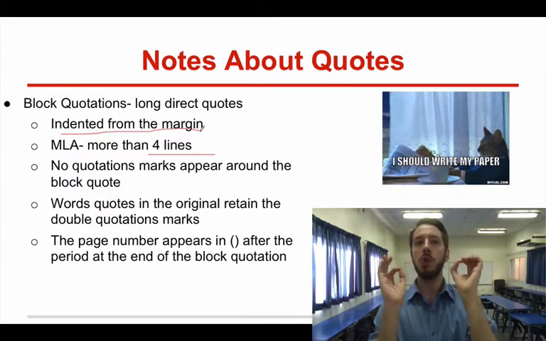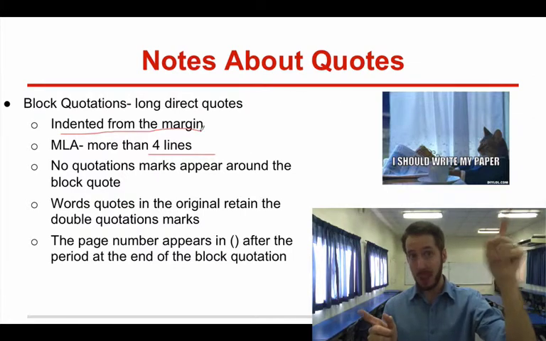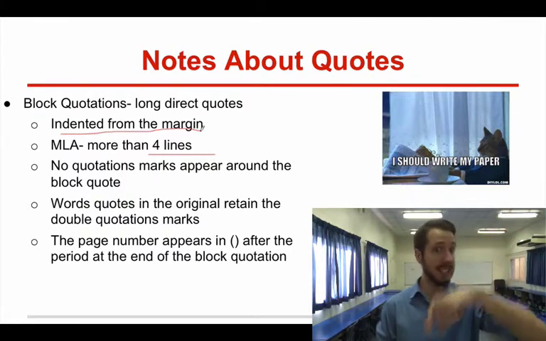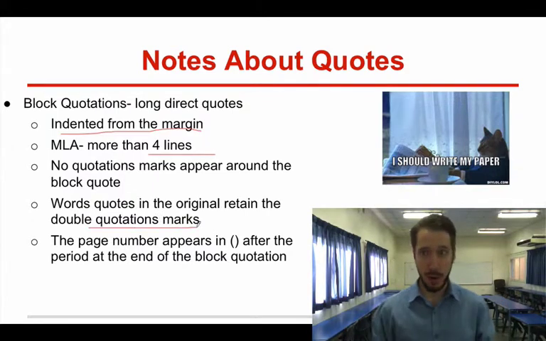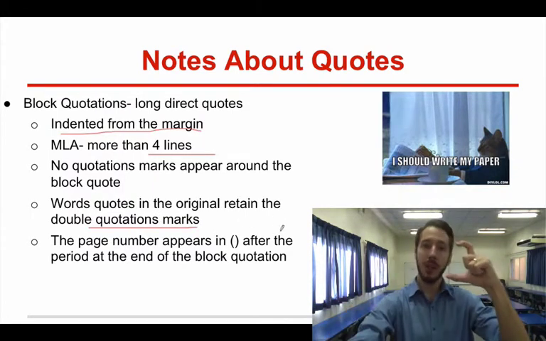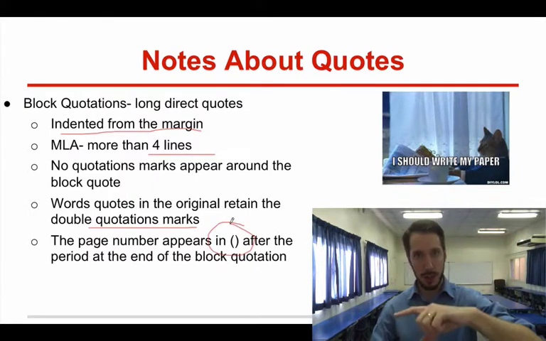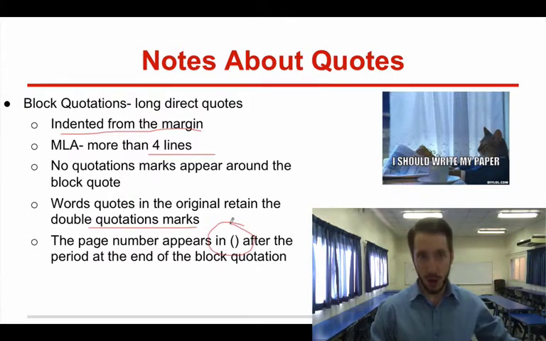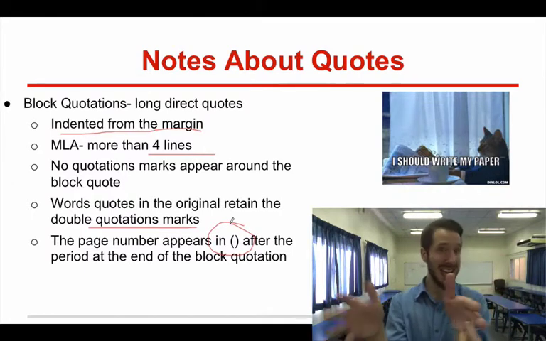In the quote, you do not put quotation marks in the beginning and end of that block quote. However, if there is a quote inside the quote, then you give it double quotation marks. At the end of the block quote, you put in your parentheses, you put in the page number, the author, you put a period in, and then you keep going with a new paragraph and make sure that the rest of your argument's not indented.